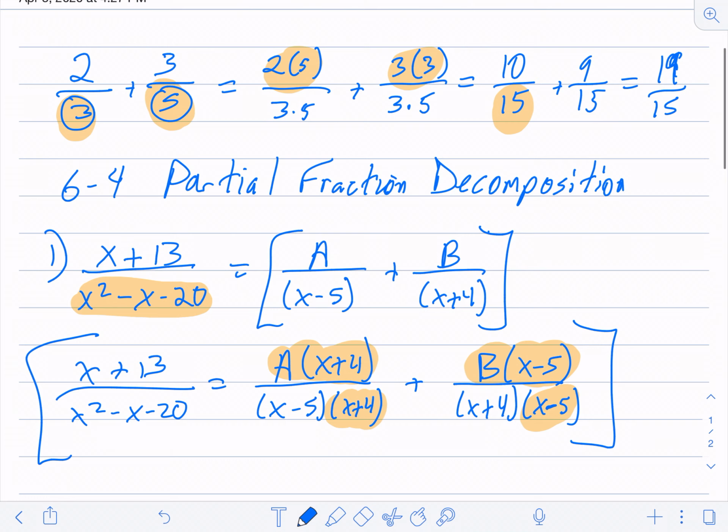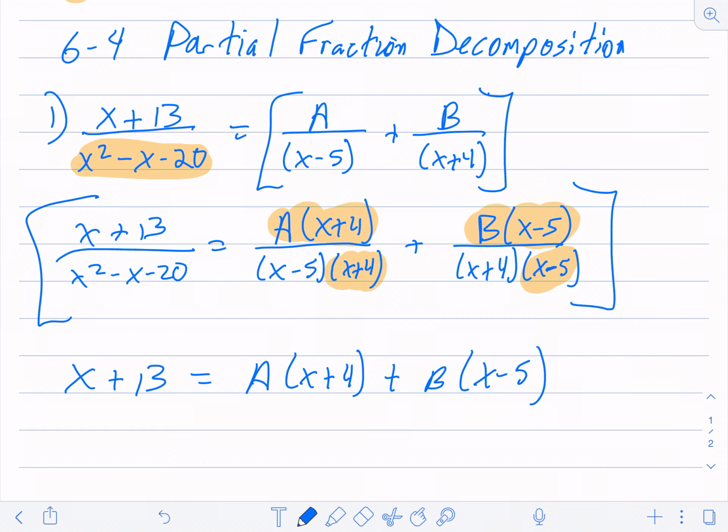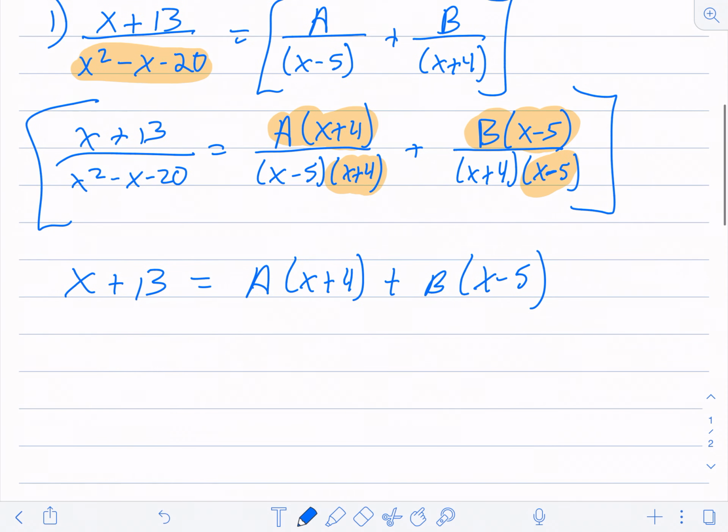Like for instance up here, in this equation up here, I can ignore the 15s and I can just look at 10 plus 9 equals 19. Well, now down here, I can ignore the denominators and say x plus 13 is equal to a times x plus 4 plus b times x minus 5, right? And that is an equation that I can solve for. And I'm going to try to solve for a and b.